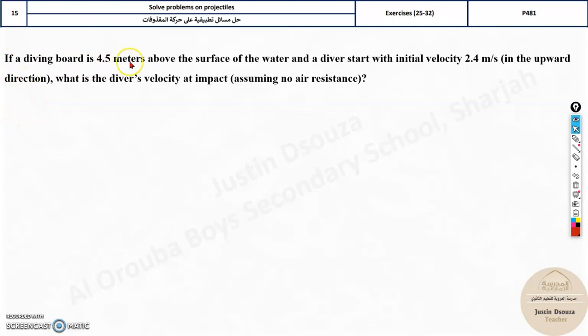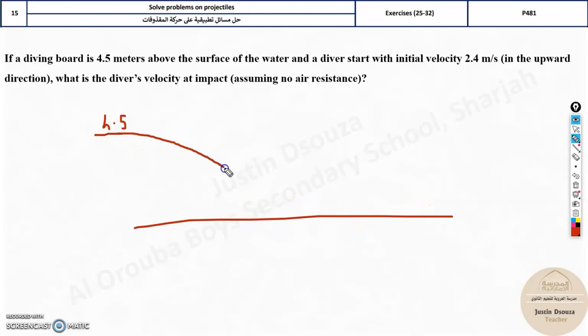Here we have, if a diving board is 4.5 meters above the surface of water and a diver starts with initial velocity of 2.4 meter per second in the upward direction, because it's positive then. What is the diver's velocity at impact assuming no air resistance? This is very crucial. What is exactly impact? Now, he's already above 4.5 meters. This is, say, the surface of the water. The impact would be when the diver comes and hits the surface.